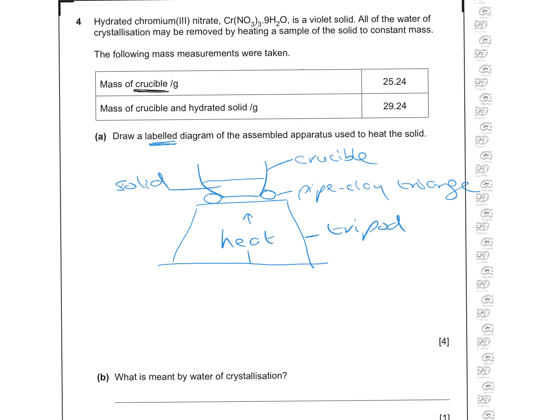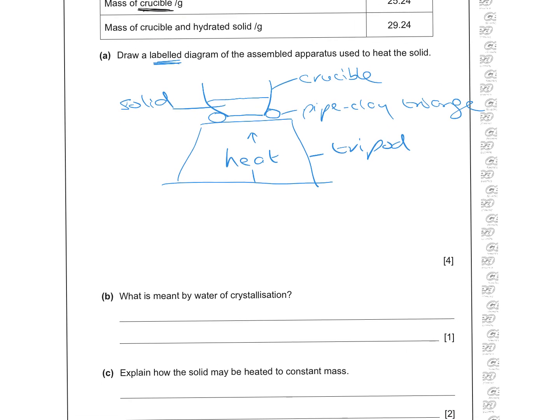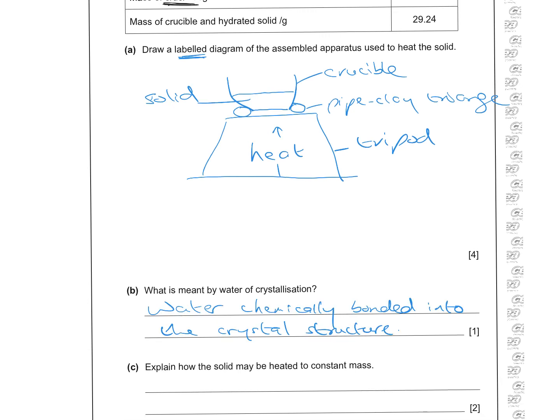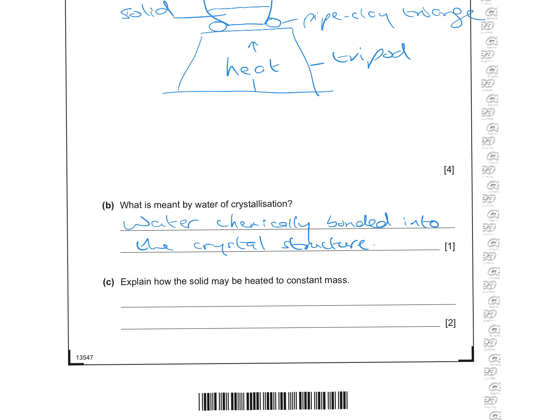On to part B. What is meant by water of crystallization? Well, that is water that is chemically bonded into the crystal structure. Part C, heat to constant mass, just means that the sample is weighed, heated, and that is repeated until the mass stays the same, or until you've got two mass measurements that are the same.